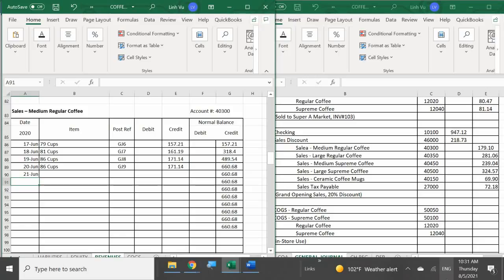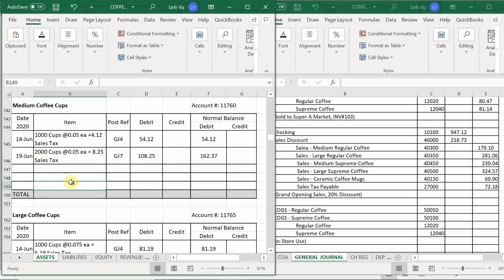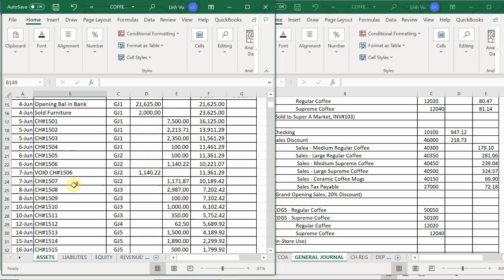Okay, let's see here. Sales, regular, medium coffee. No, I'm in the wrong place. It's okay if you want to start from the very beginning. We can start from the very beginning, so we can start with checking. We didn't start with checking yet. Okay, so 10100 is the account number for checking. Okay, here we are, checking.